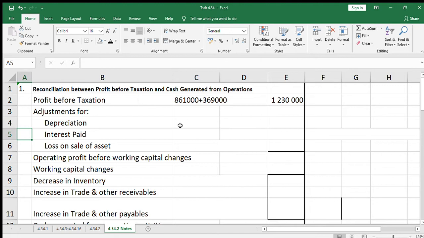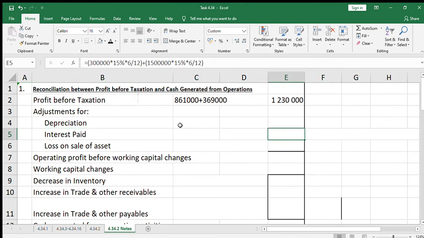If you look at number 4, the interest rate on loans is 15%. The new loans were obtained halfway through the accounting period. Interest is not capitalized. All interest has been paid. The loans will be repaid in 20.5. So we have to do a calculation for interest.